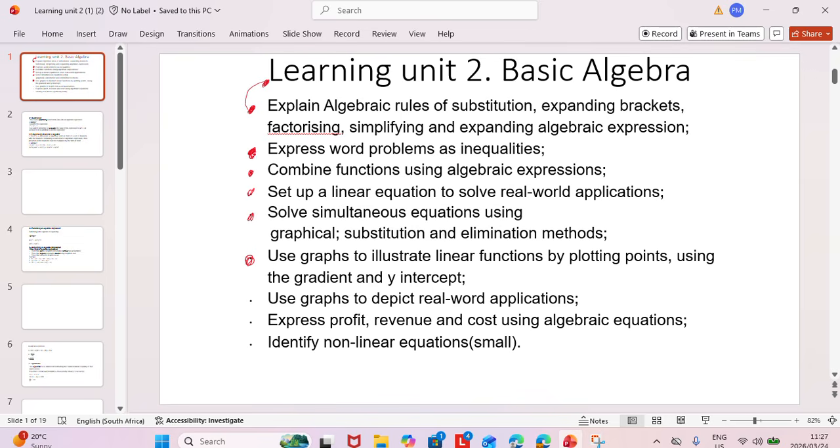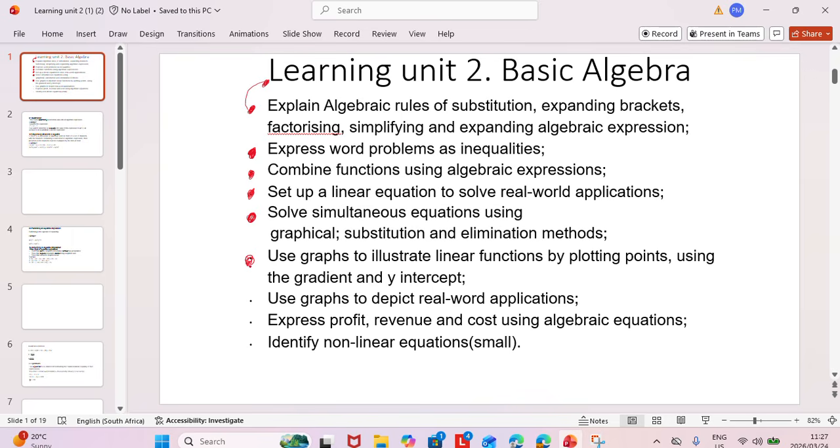And then learning outcome number 2, express real world problems as inequalities. Learning outcome number 3, we need to combine functions using algebraic expressions as well. And then guys, we need to set up a linear equation to solve real world applications. And we are going to shift our attention as well, solve for simultaneous equations using the graphical illustration, the substitution method, and also the elimination method.